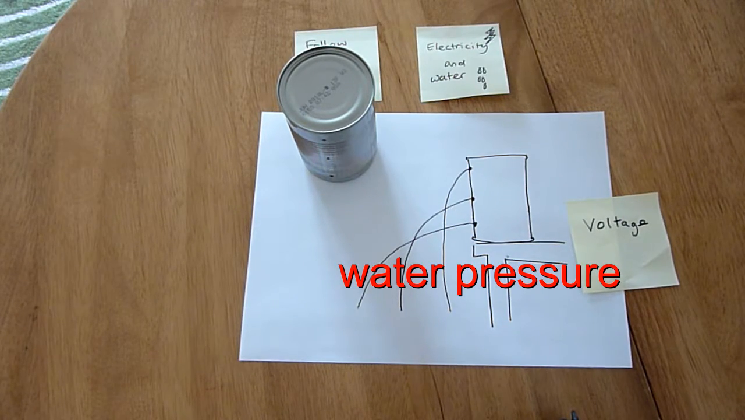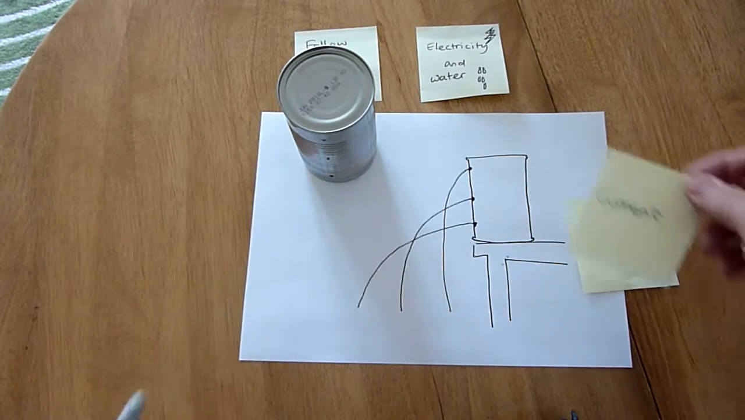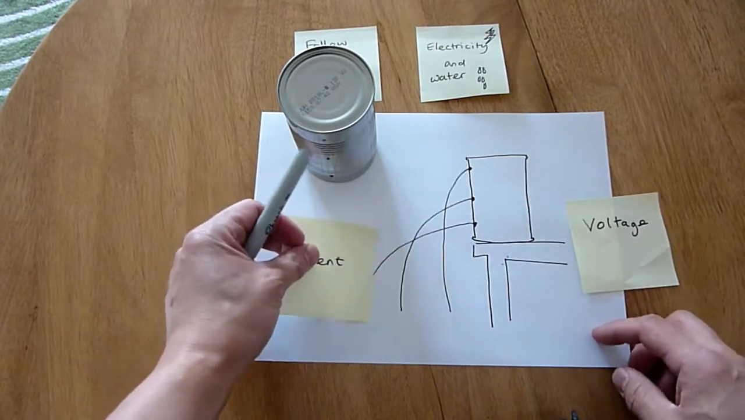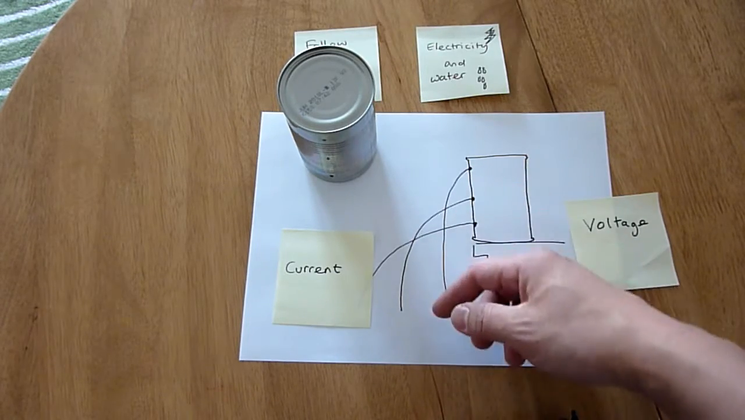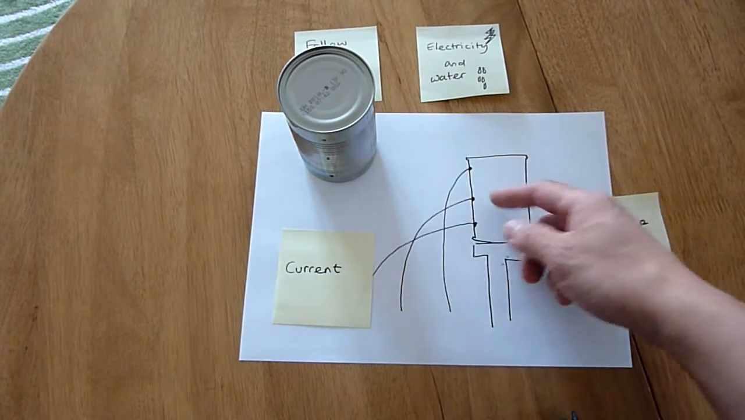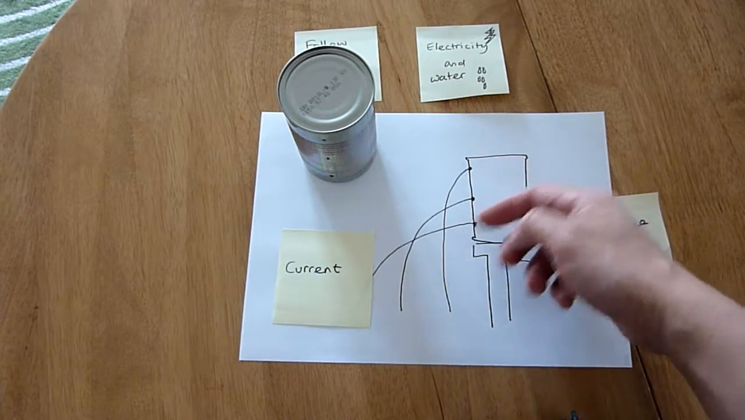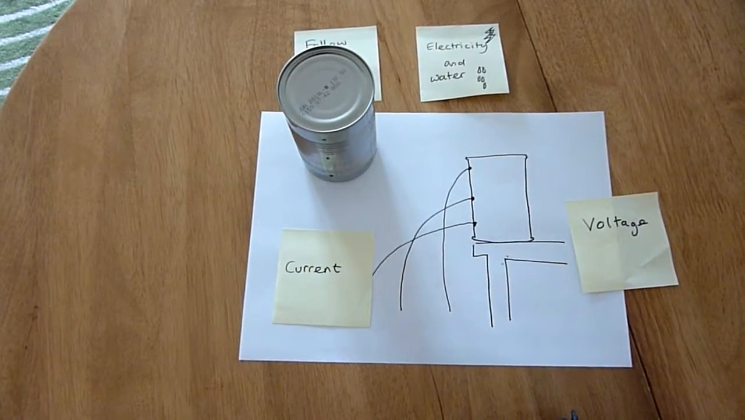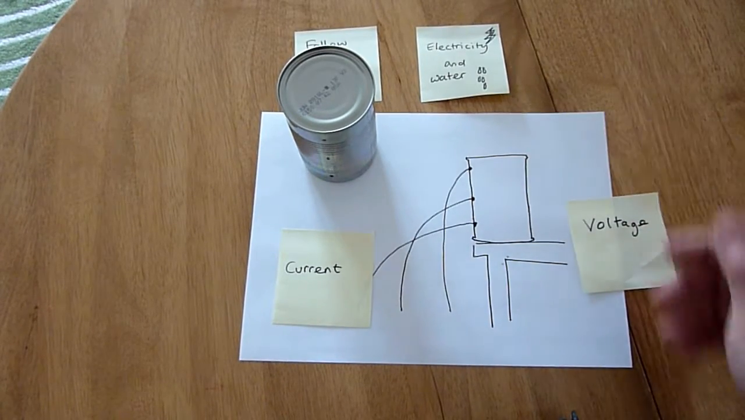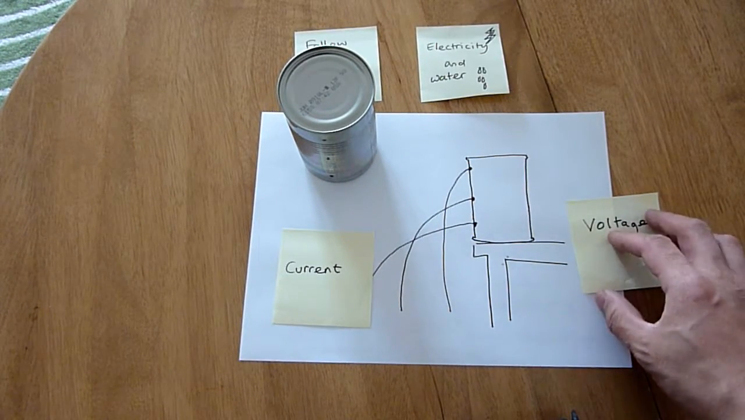Now what is current, or the flow of water? The current is the flow of water coming out of the tin can, or the current of water. But in electricity, the more electrons are passing through these holes, the higher the current. So there we go, there's an analogy with the pressure of the water pressing down, giving you the higher voltage.